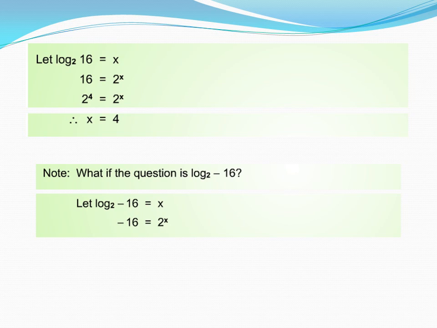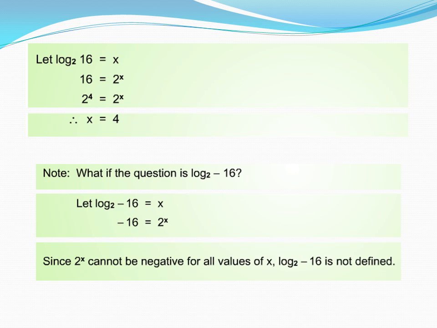You realize that for any power, I can never get a negative value here. Meaning to say that it is not possible, it is not defined. You can never have a negative answer here for logarithm. So do take note of that. That is one of the properties of logarithm. Now we continue with the next example.